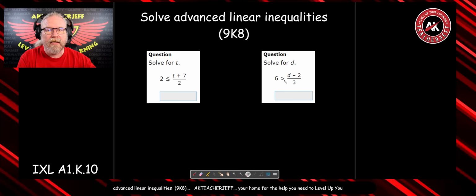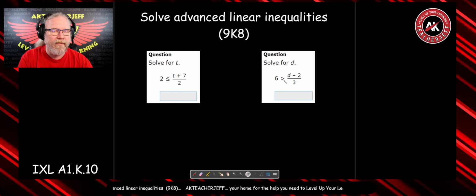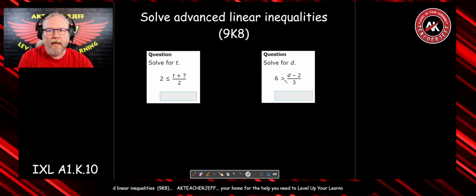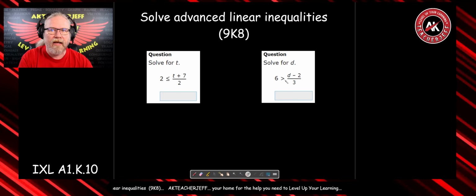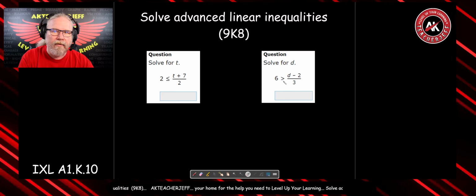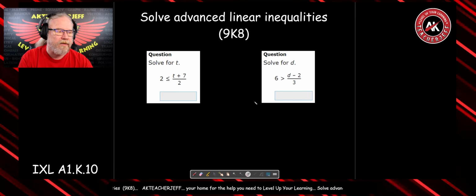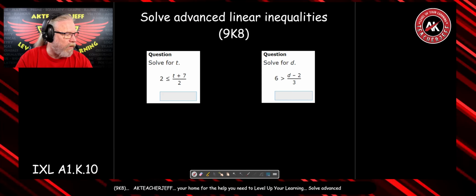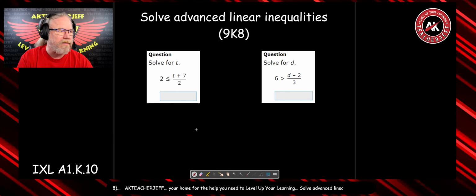This is advanced linear inequalities. If you've not done the one-step and the two-step inequalities, you might want to go visit that video, because I'll move through this kind of quickly and want to get to the more complicated questions toward the end. So, if you have not watched those, go ahead and take a look at those videos.